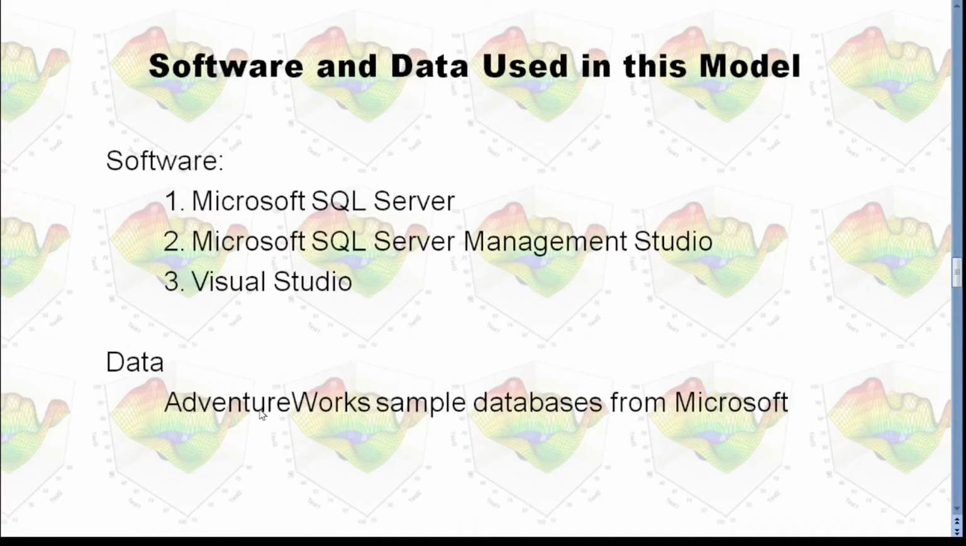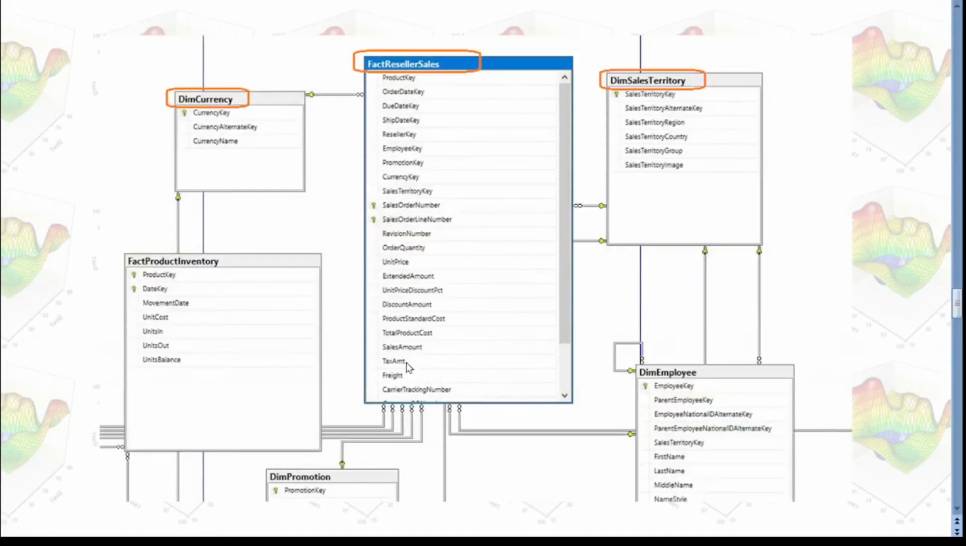There are many tables in this AdventureWorks sample database. In this demo, I will use only these three tables. One is DimCurrency, another is DimSalesTerritory, and this one, FactResellerSales. Now, let's go to SQL Server and take a look at the data.